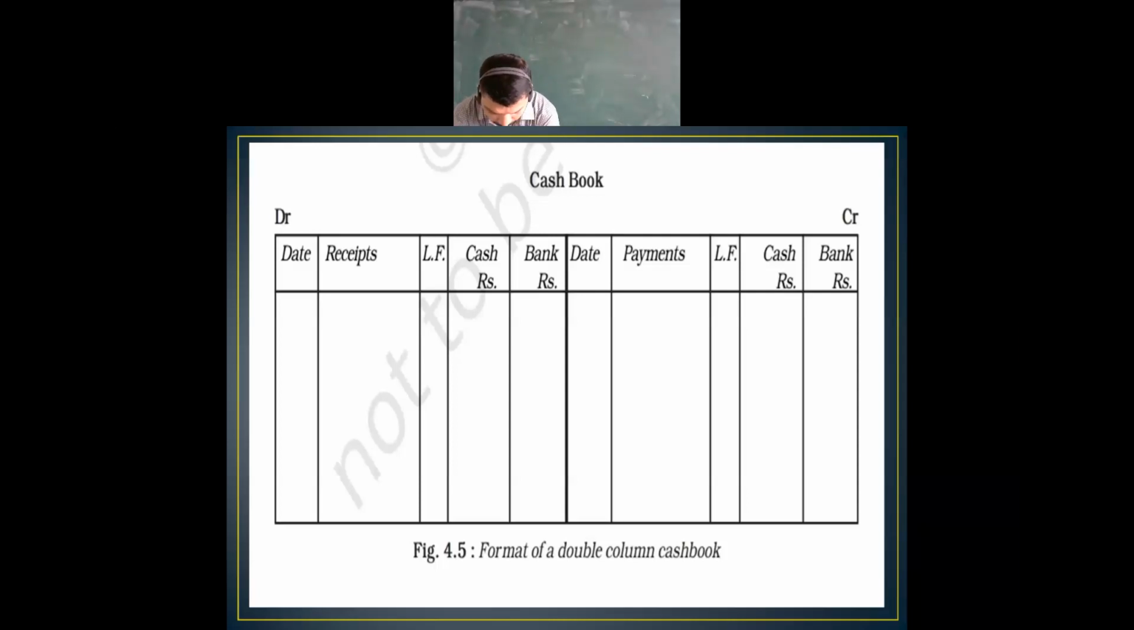Are you all writing this down? Yes, sir. Take down the proforma fast so that I can take one of the problems and complete it.